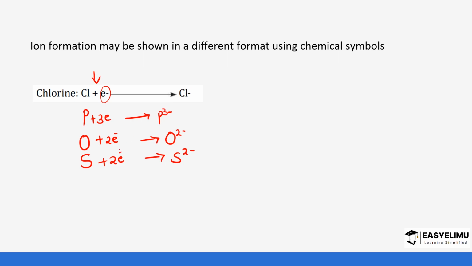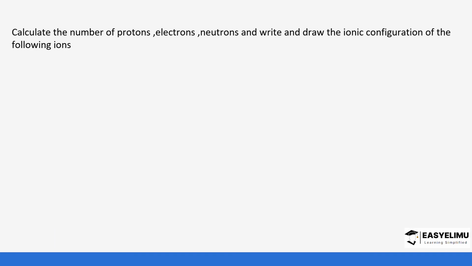So next, we are going to look at some questions in regards to what we have discussed. Calculate the number of protons, electrons, neutrons, and write and draw the ionic configuration of the following ions.